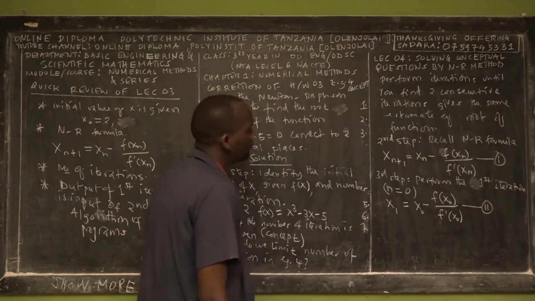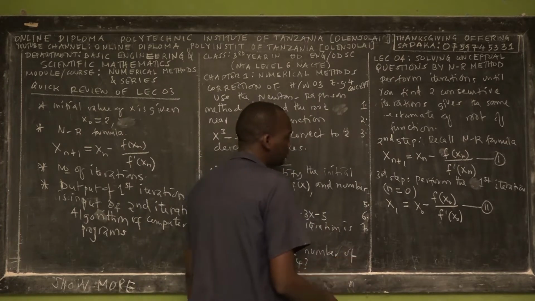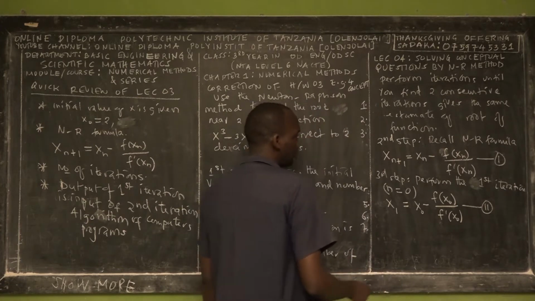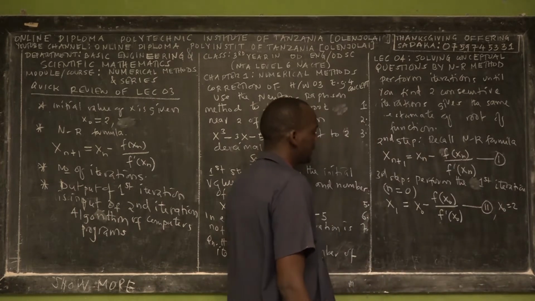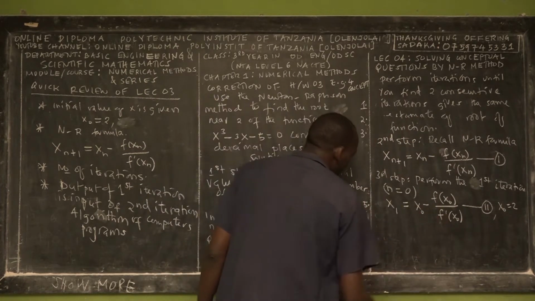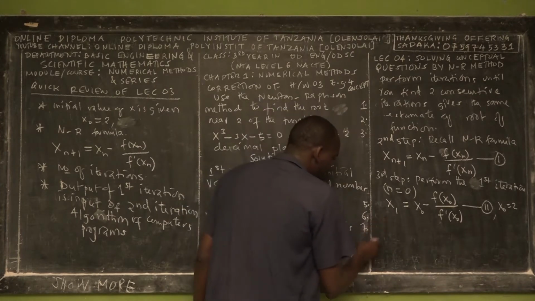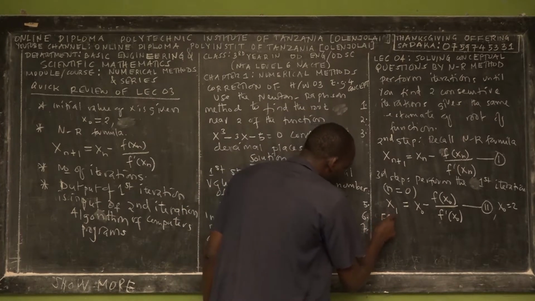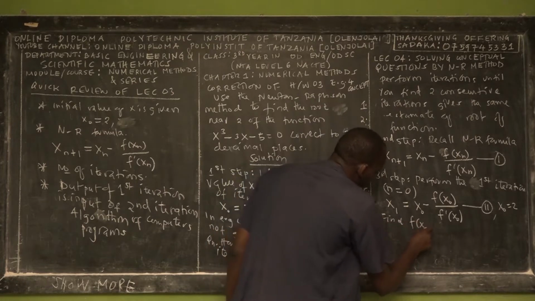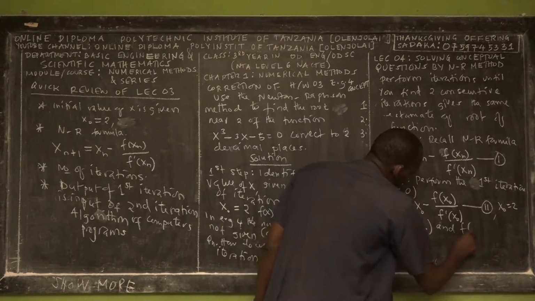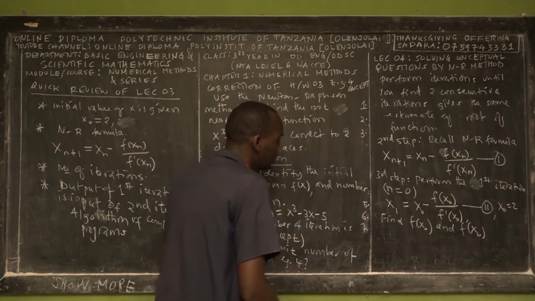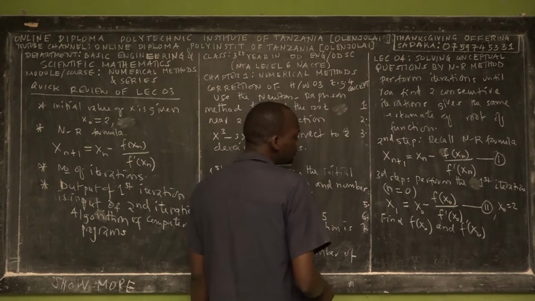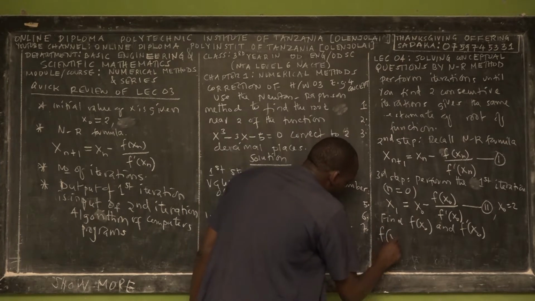Okay? So to perform the first iteration, in that equation we have the value of x0. The value of x0 is known; we are given x0 equal to 2. What we don't know on the right-hand side are f of x0 and f dash of x0. To find f of x0, we substitute.